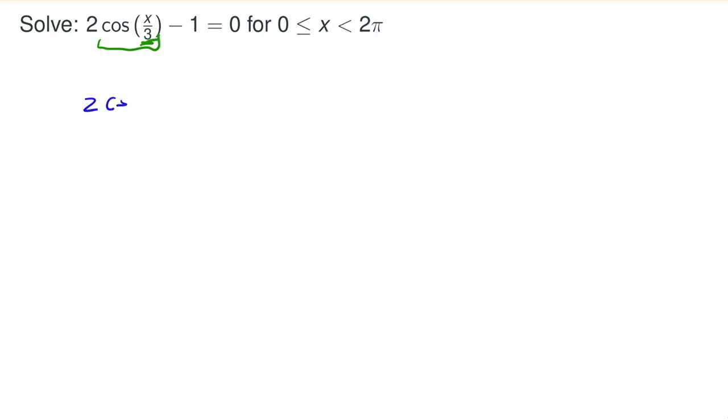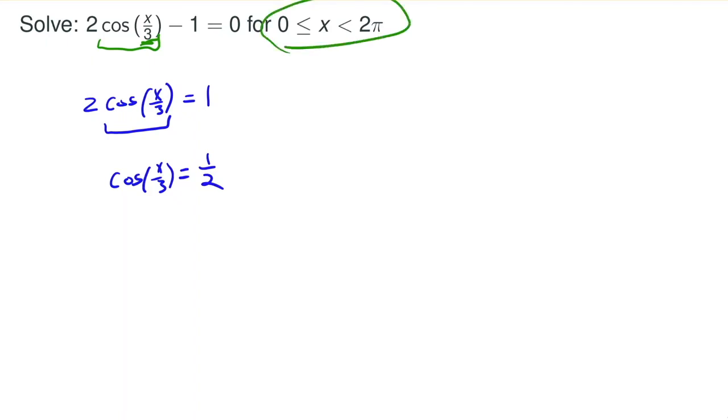So we have 2 cosine of x over 3. I'm going to add 1 to both sides to have 1 here. And then I want this by itself, so I'm going to divide by 2 on both sides, which gives me 1 over 2. So then, on the unit circle, again, angle must be between 0 and 2 pi. On the unit circle, we're going to find the angle such that cosine of that angle gives us half.